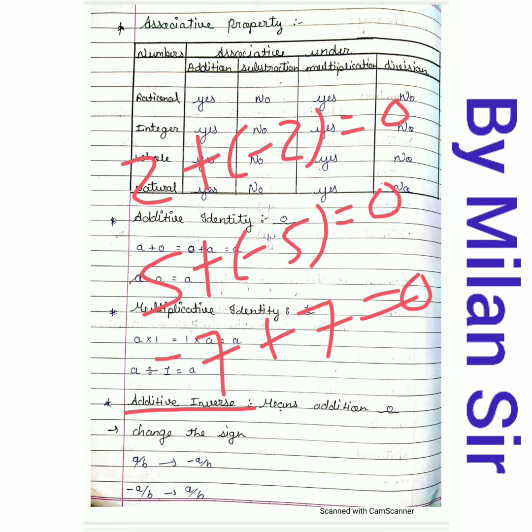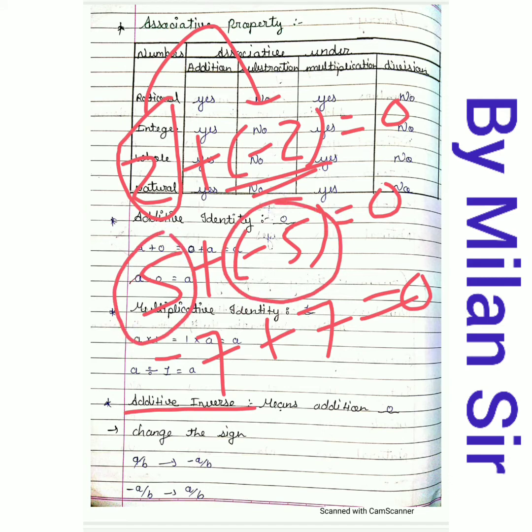So what I need to do, whatever number is given in the question, I just need to change the sign. If plus 2 is there, I need to write minus 2. If plus 5 is there, I need to write minus 5. If minus 7 is there, I need to write a plus sign. This is additive inverse. Additive inverse means if we add the two numbers, our answer becomes 0. Okay.